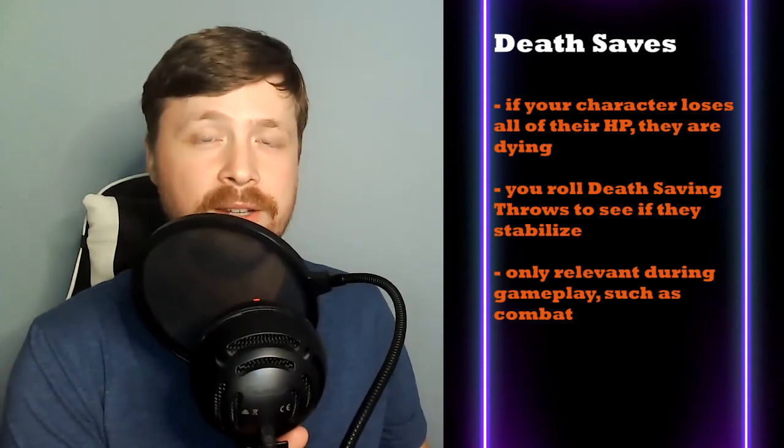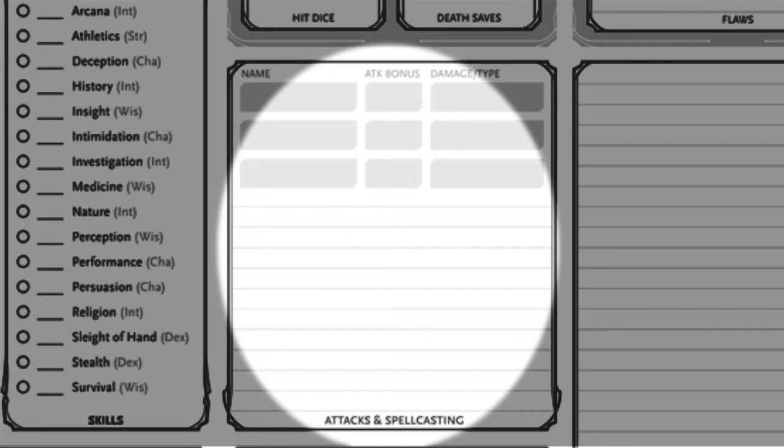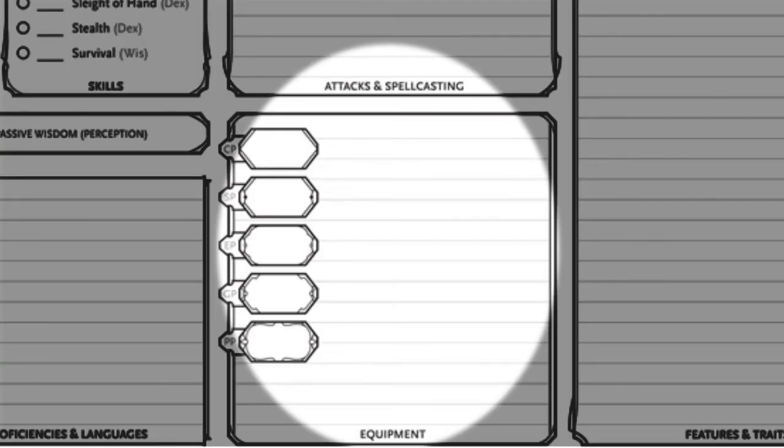Next up, we have some space to work out the damage bonuses and the attack bonuses for our common attacks and abilities. This is usually used to keep track of different kinds of weapons, but if you're playing a magic user, you might keep some of your basic spells here too. And this section below is where we'll be writing down our equipment, but we'll get into that later.